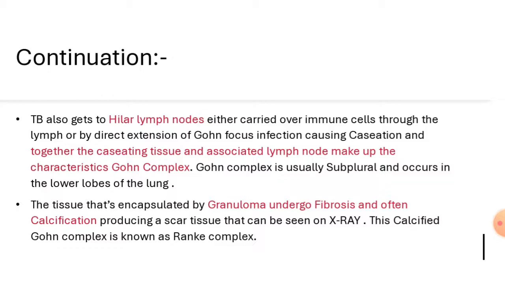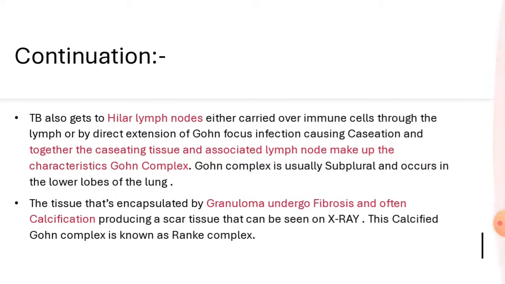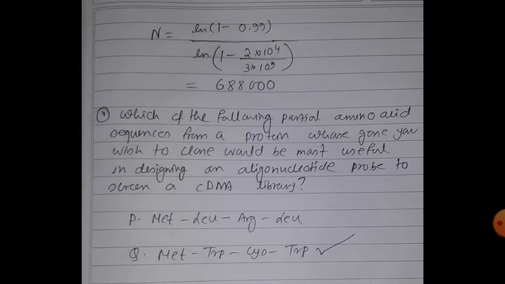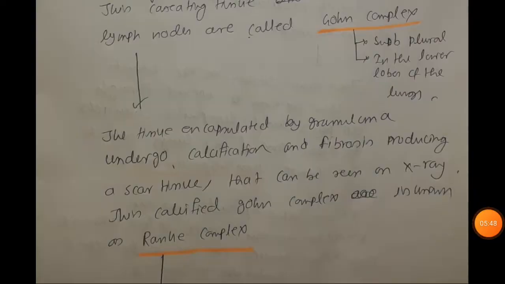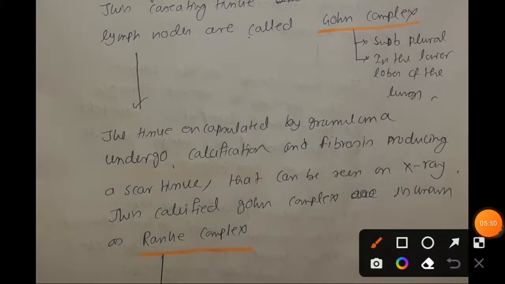So we have talked about Ghon complexes. After the immune cells arrive, the first thing that is formed is the granuloma, right? And from the granuloma via caseous necrosis we have the Ghon focus. Now in the hilar lymph node we have the Ghon complex. So this is the sequence you have to remember.